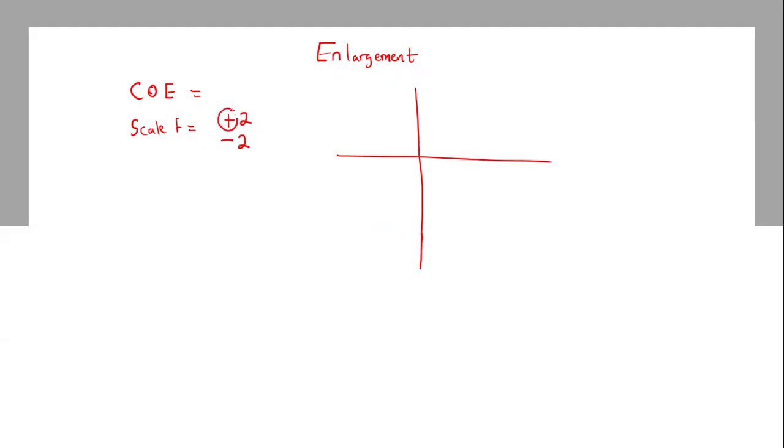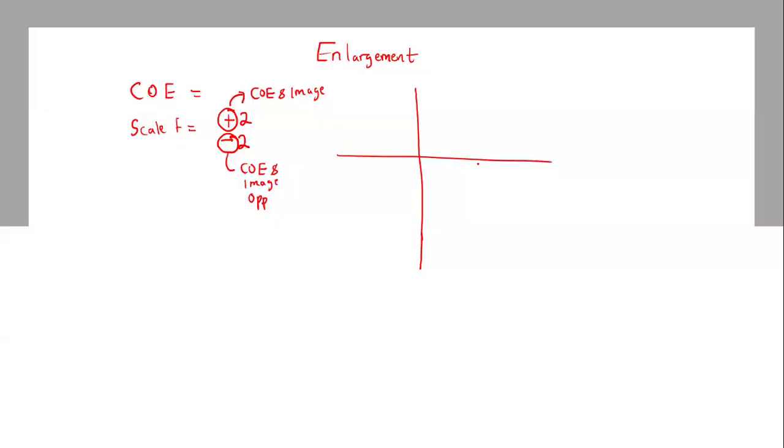Whenever your scale factor is positive, this means that your center of enlargement and the image formed are going to be on the same side. Whenever your scale factor is negative, it means that your center of enlargement and the image are going to be on the opposite side. That is the meaning.